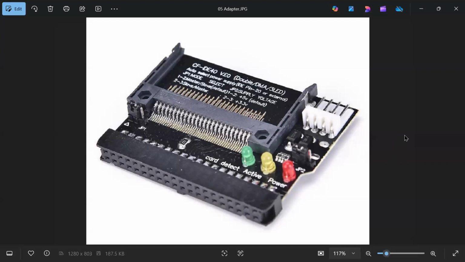So I think that's it for today. In our next video, we will be looking at our IDE interface, our compact flash interface, in our digital simulation to see if we can get that working. And that's going to be our next stop in our build. So until next time, that's it.